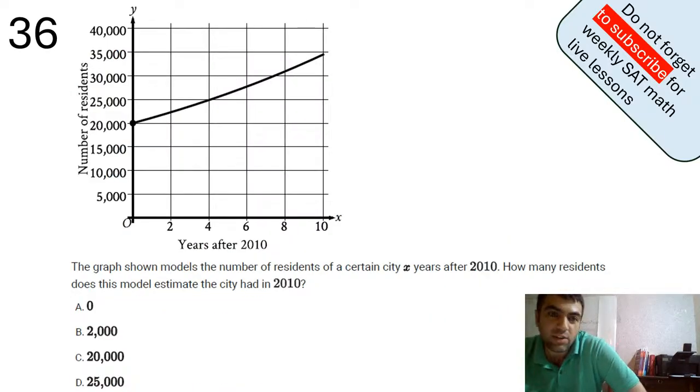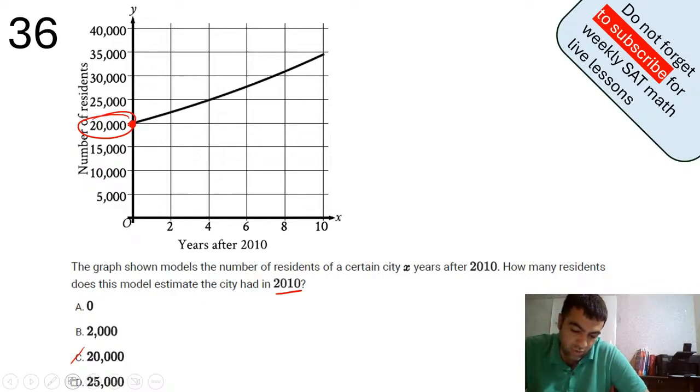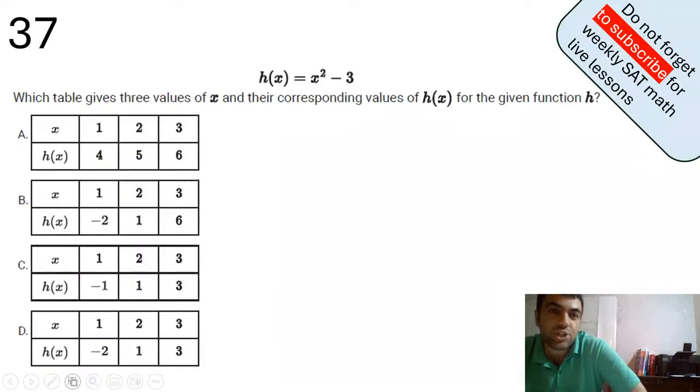Next question. The graph shown models the number of residents of a certain city x years after 2010. How many residents does this model estimate this city had initially? Mr. Saif says it is C. Yes. The initial value, the y-intercept, is 20,000. Mr. Shahin, you are right. Which table gives 3 values of x and their corresponding values of h of x for the given function h?